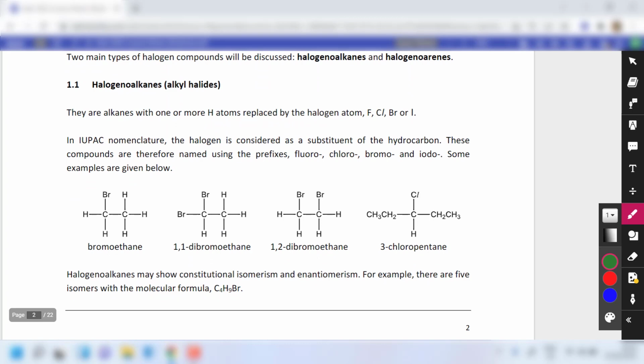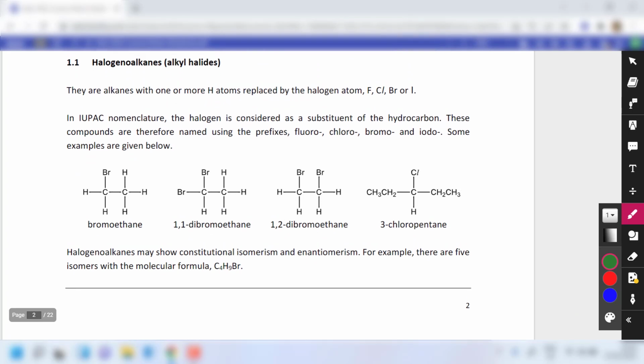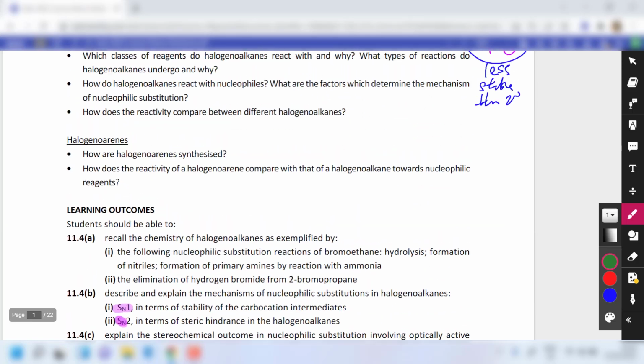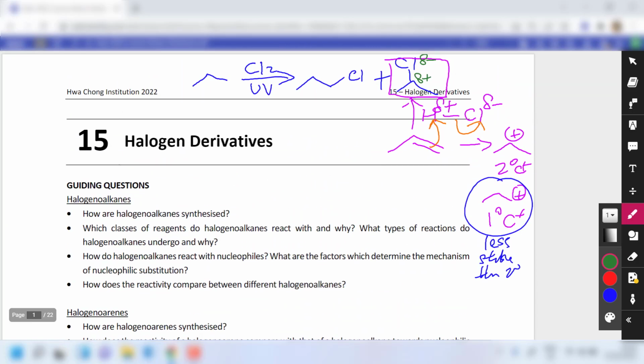Okay, so halogen derivatives, basically of the alkanes. One of the H is being replaced by the halogens, as you have seen from free radical substitution for alkanes. Just now, earlier on, I have already named two of them. One is 1-chloropropane, and then the other one is 2-chloropropane. Those of you who are worried about nomenclature, you just need to know how to do basic naming. I think that is good enough.